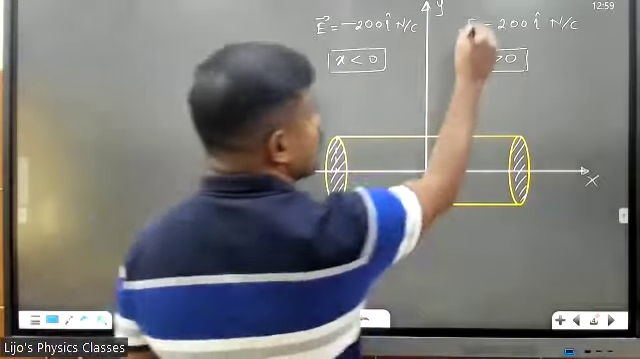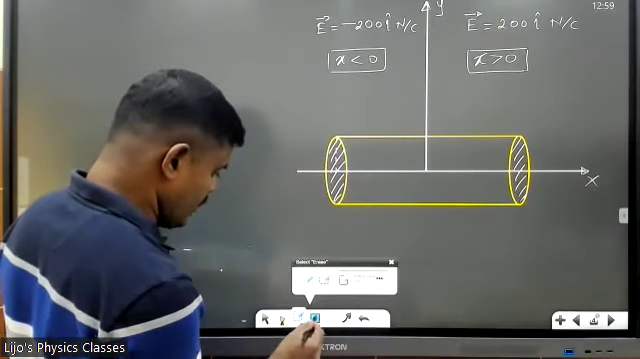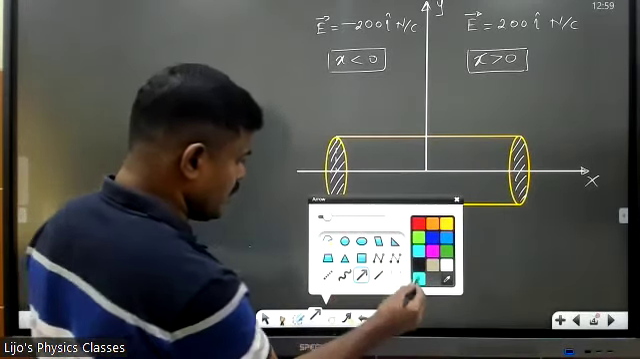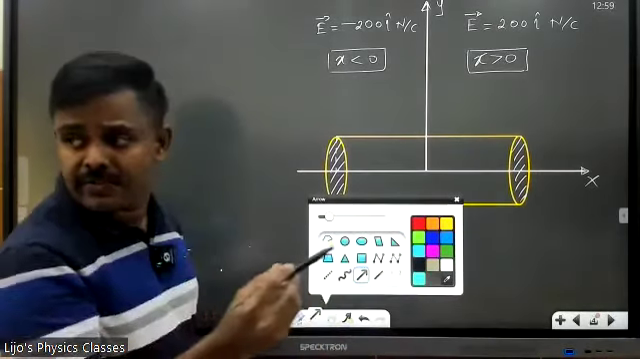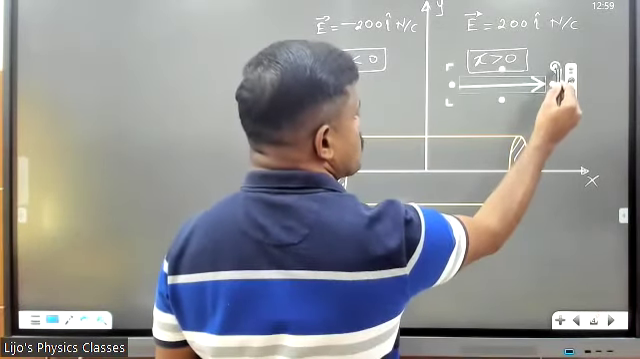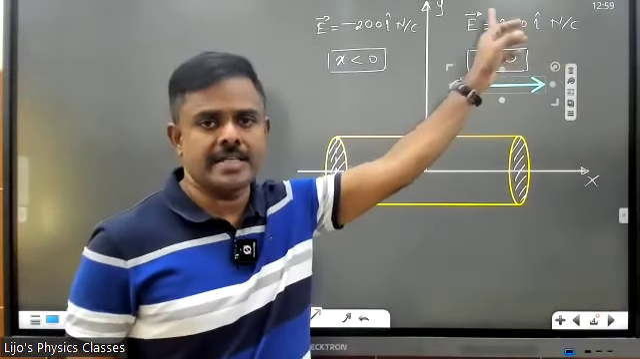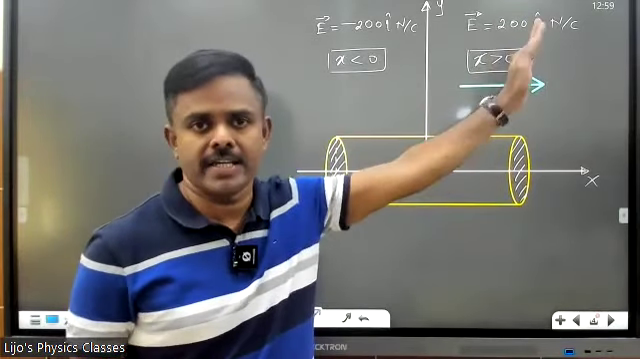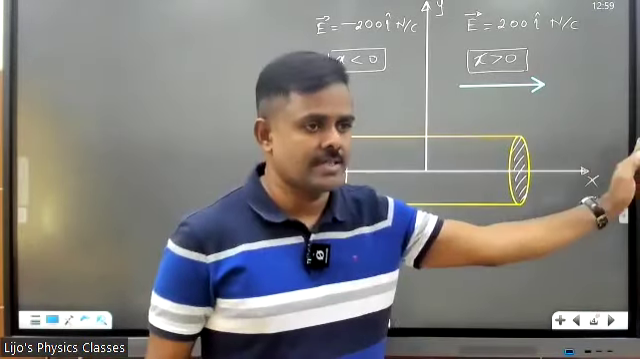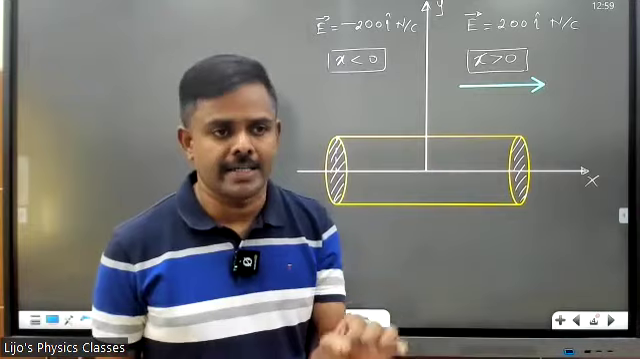Okay, so I'm going to mark the directions of electric field. We always use the green arrow for electric field. Tell me how you draw the electric field. Here it is to the right. How do I conclude that it is to the right? Because it is positive i cap. Positive i cap means x-axis. The x-axis is characterized by the unit vector i cap.